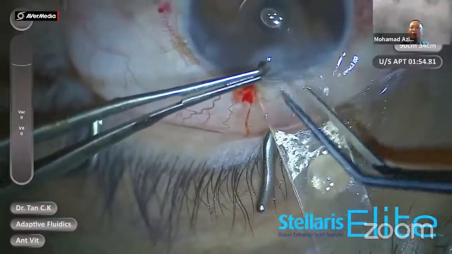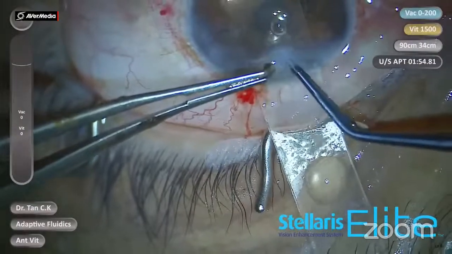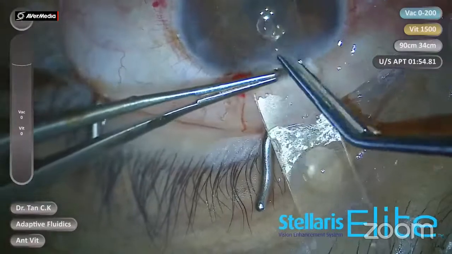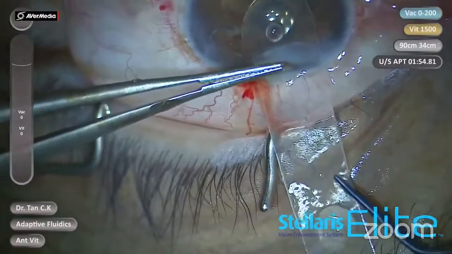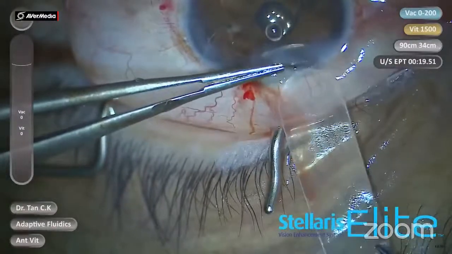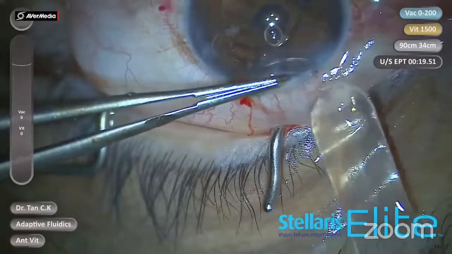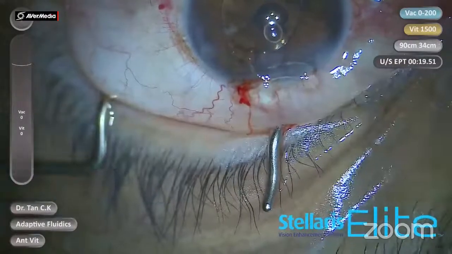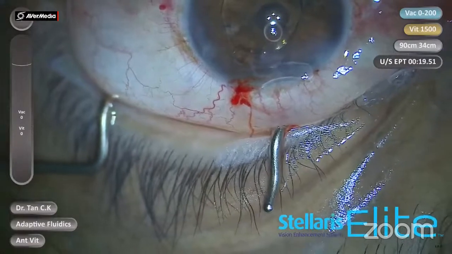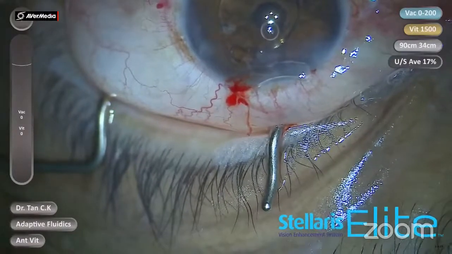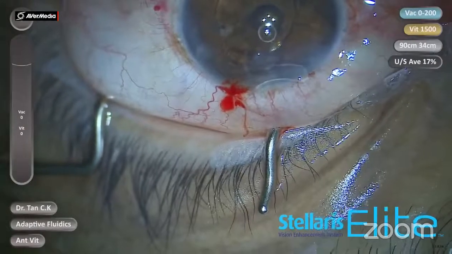If you cannot see the anterior capsule, that's why you worry. You cannot put in the sulcus. It's not that it's not intact, it's more that it's eccentric. You cannot see the anterior capsule large enough to support your lens.